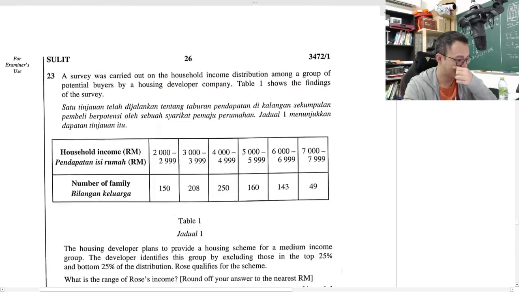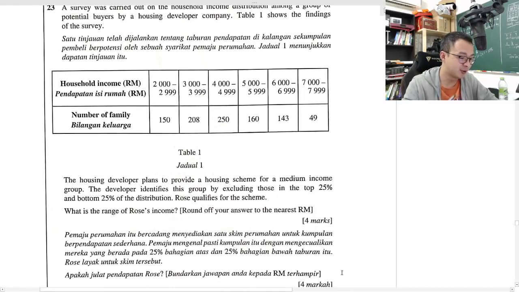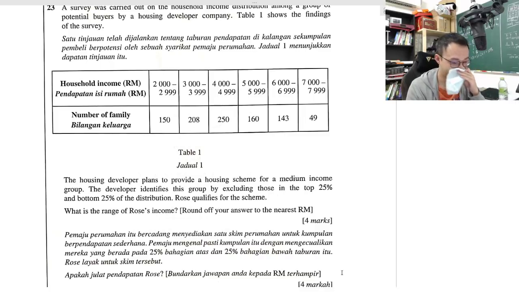Alright, a survey was carried out on the household income distribution amongst a group of potential buyers by a housing developer company. Table 1 shows the findings of the survey. So yeah, you have different income households, and this is the number of families.